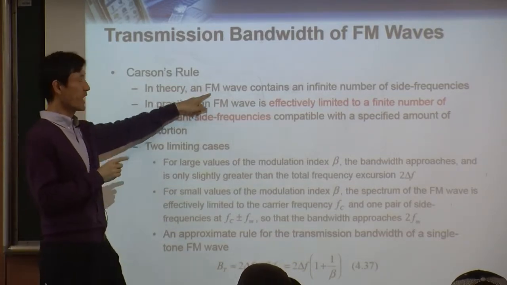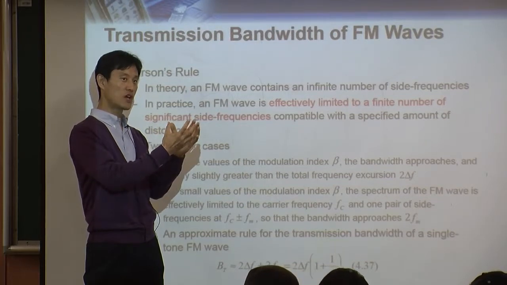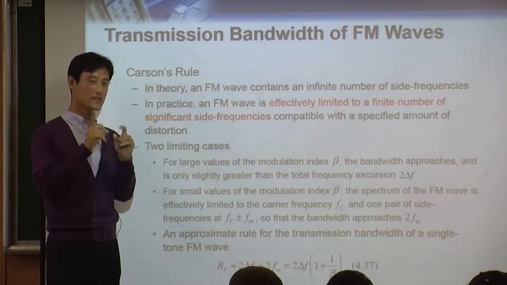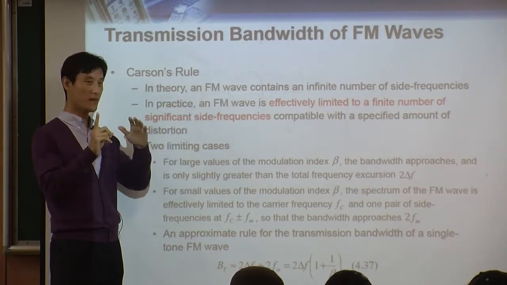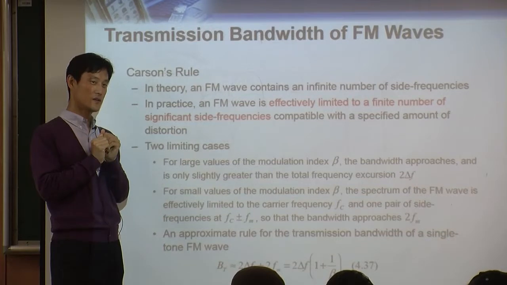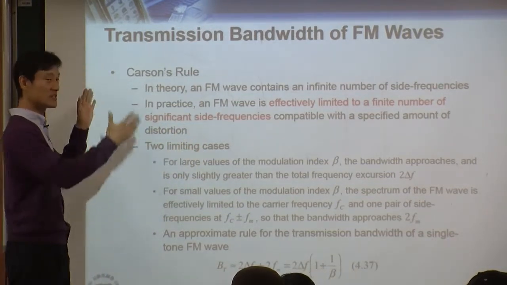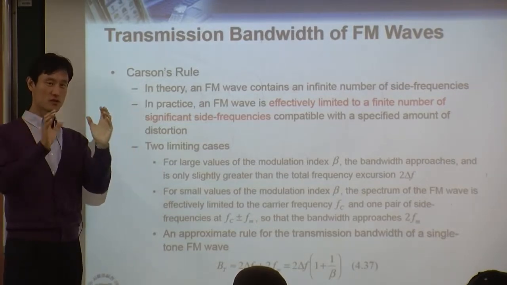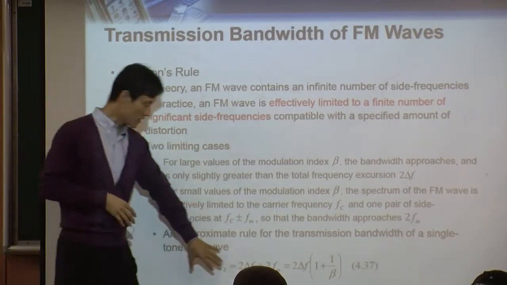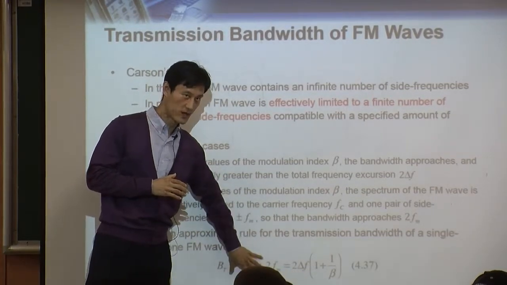But when you do this FM modulation, the output has an infinite number of frequencies. Your original message has a single frequency, but when you do the FM, you have an infinite number of frequencies. That's a problem, because you cannot transmit infinite frequencies. So somehow you need to decide how many frequencies you're going to keep and how many you need to remove. Carson's rule tells you you want to keep this much bandwidth.